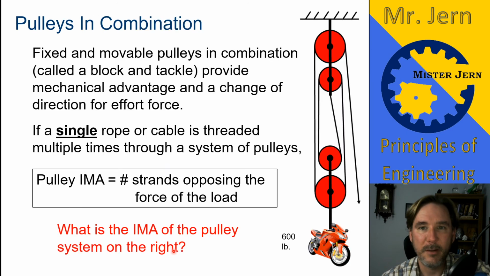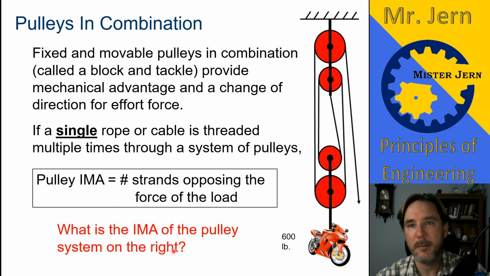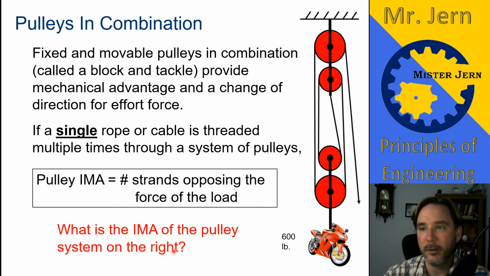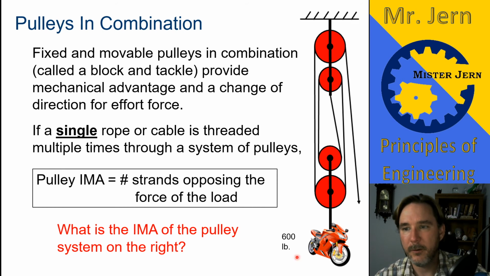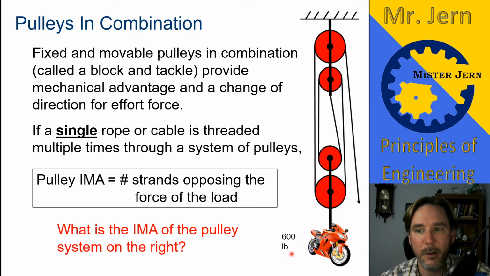So let's extrapolate that a little bit. So you've got this combination pulley. Well, it looks super complicated. How much effort is it going to take to lift up this 600-pound motorcycle? Well, we're going to figure that out, and it's really simple. Okay, if you have a single rope or a cable threaded through multiple pulleys in a system of pulleys, so a single unbroken rope, you can follow it from beginning to end, and all you got to do is count the number of strands opposing the force of the load.